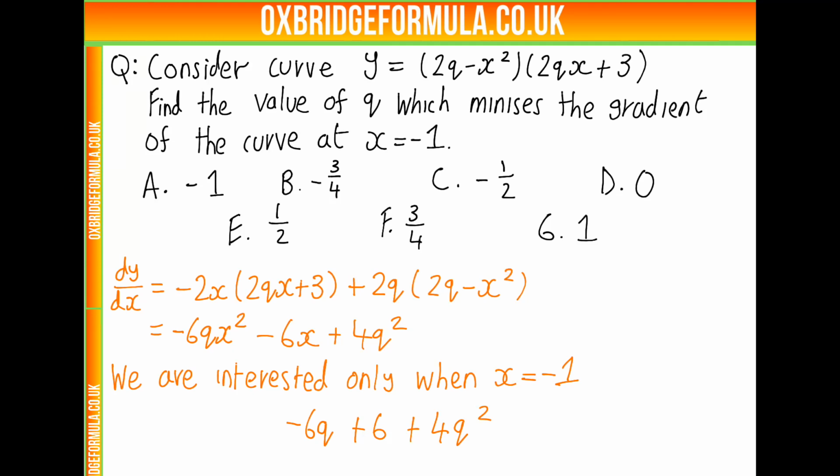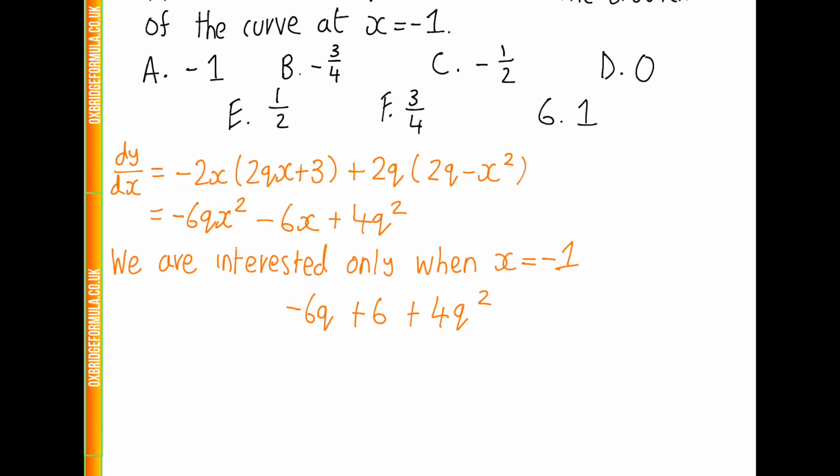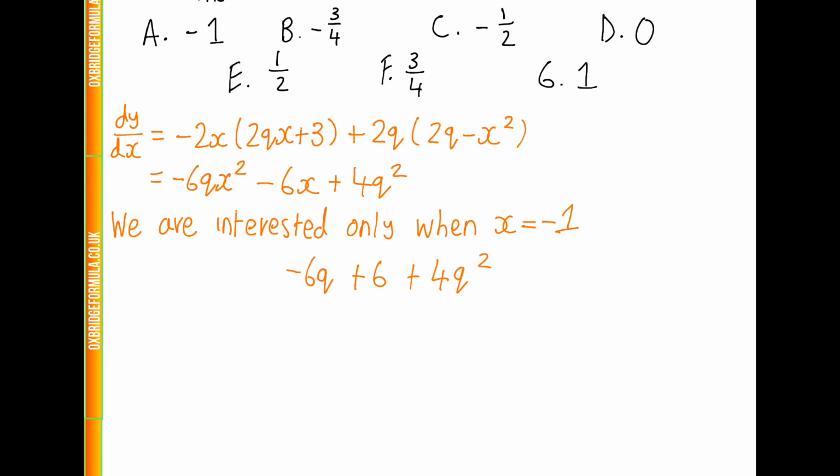So how do we do this? Well, you can probably see that this is a quadratic in q. And so we know the graph should look something like this. And we want to minimise this function as q varies. So how do we do that? Well, we need the point at which the gradient is 0, i.e. the turning point of this graph.